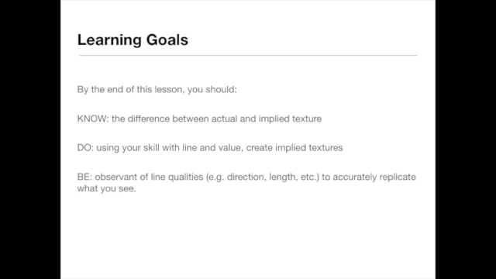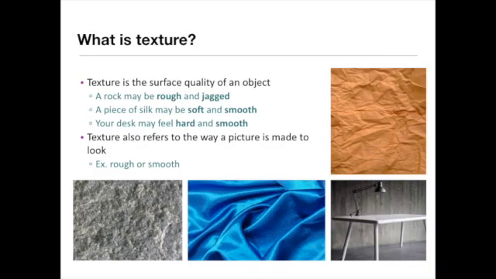Okay? So, when we're thinking about texture, we need to make sure that we understand what it is. So it is the surface quality of an object, right? So for example, a rock may be rough and jagged. A piece of silk may be soft and smooth. The desk tabletop might feel hard and smooth, right?